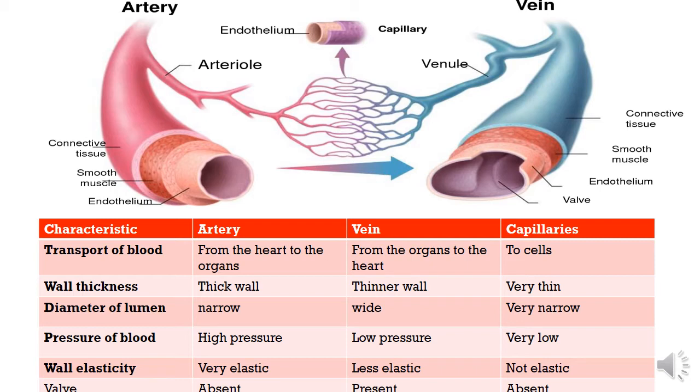Now, the diameter of the artery is actually very narrow. This is very important to maintain the high speed of blood traveling through the arteries. However, the diameter of the vein is actually wider. This is because blood returning back to the heart travels much slower than it does in an artery, so that's why the diameter is larger. And remember, here we have valves.